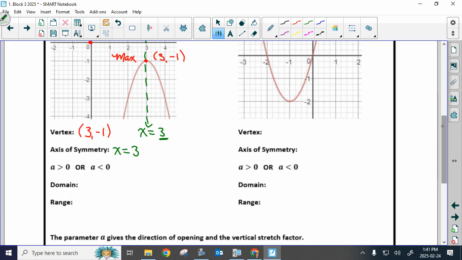I know that my a value is less than 0. That means it's negative. My domain is x such that x is an element of the real number system. My range is y such that y is less than or equal to, what's my highest y value? Negative 1, right? It's less than or equal to because my a value is negative, and then I say y is an element of the real number system.